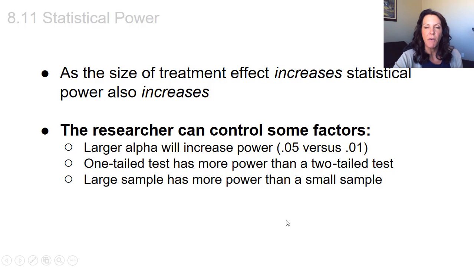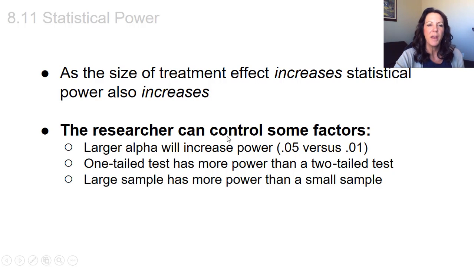So larger alpha is going to increase your power, 0.05 versus 0.01. We've talked a lot about 0.05 being sort of the standard alpha to use, and that balances our ability to detect a significant result while not making a type 1 error. Remember, type 1 error is when we incorrectly reject the null hypothesis. We jump the gun. We say that something is statistically significant when in reality it's not. It's a type 1 error.